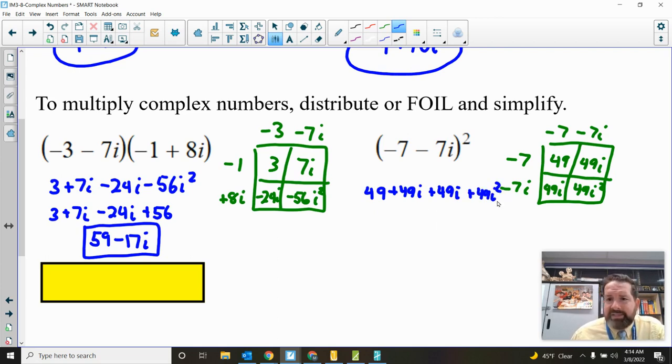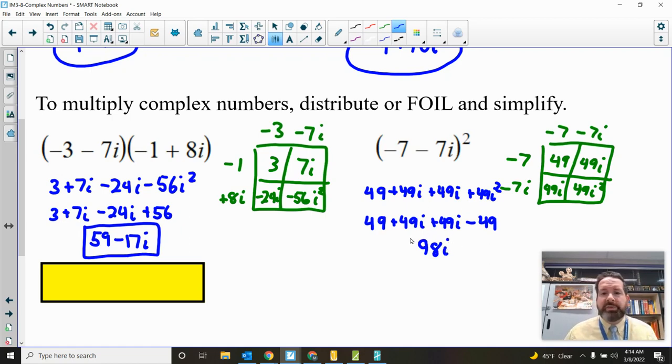I notice I see an i squared, so we're going to remove the i squared and change that last plus to a minus. So 49 minus 49 goes to 0. 49i plus 49i is going to be 98i. So in this case, we ended up with no real part, just imaginary parts. That's okay. That happens sometimes.